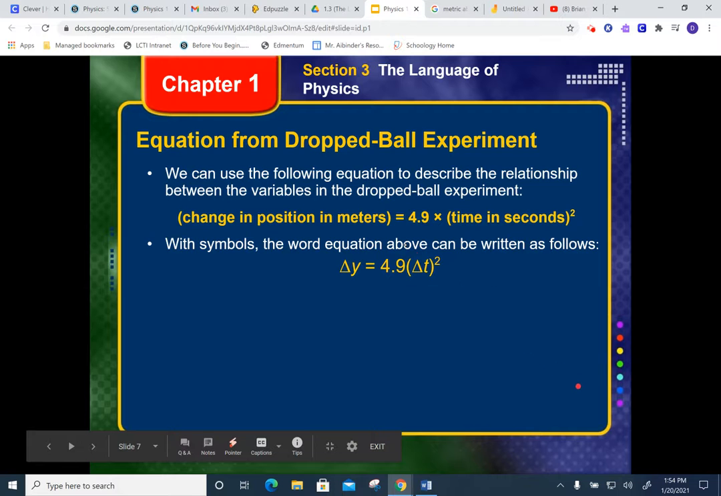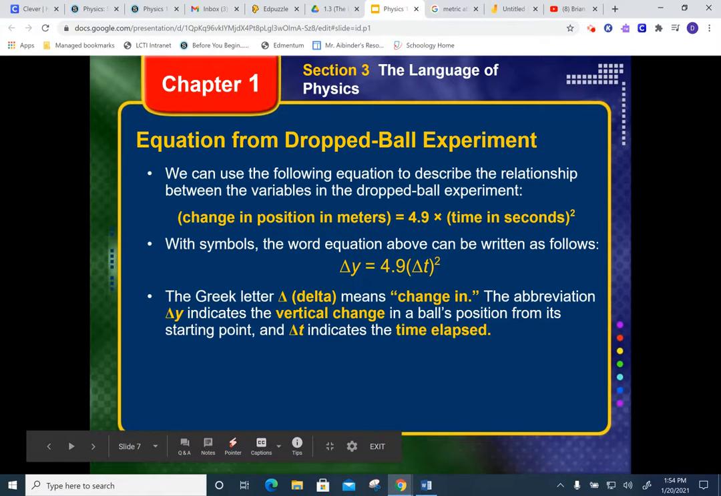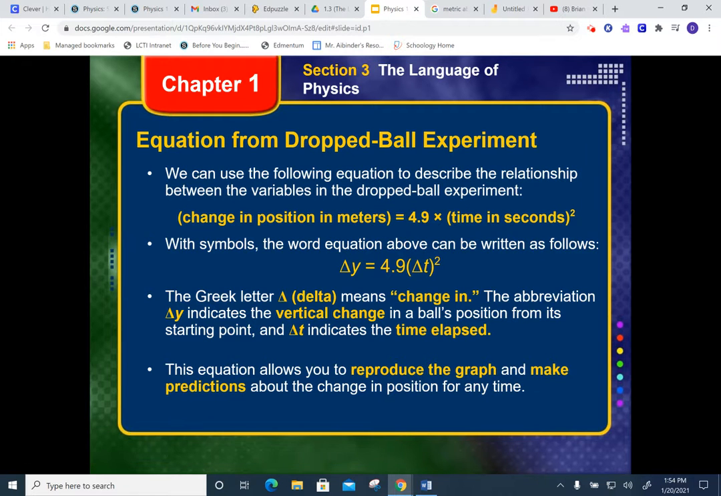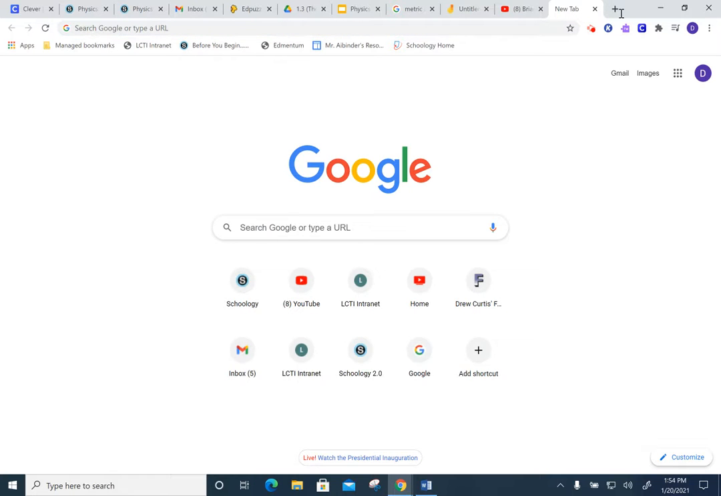It's going to come up a lot when we do kinematics. The Greek letter delta means change in, and okay, I said all that. This equation allows you to reproduce the graph and make predictions about the change in position for any time, okay? If you don't believe me, let's bring up an online graphing tool.